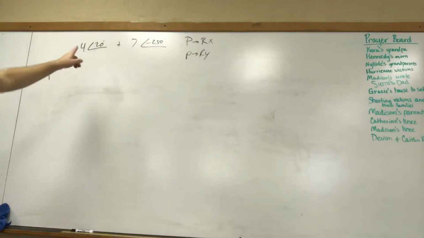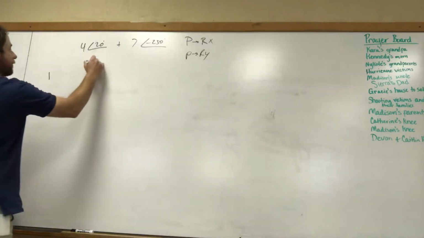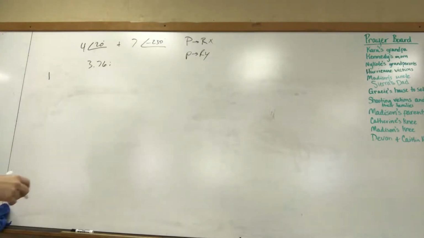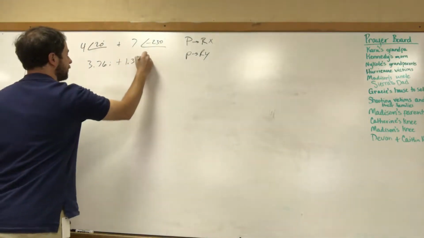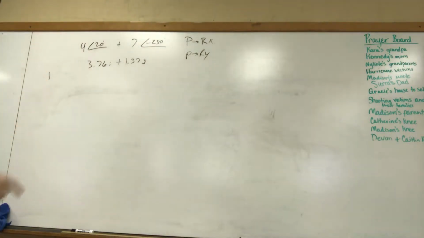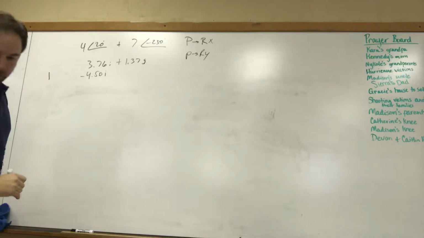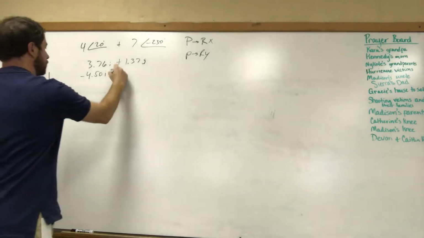So look at the first one. You put 4, 20 into your calculator. When you do that for the X, you're going to get 3.76i. When you put it in your calculator to get the Y, you're going to end up with 1.37j. The next one, put it in your calculator. When you put in 7, negative 230 degrees, you're going to get negative 4.50i. And then you put it in again, you get 5.36j.